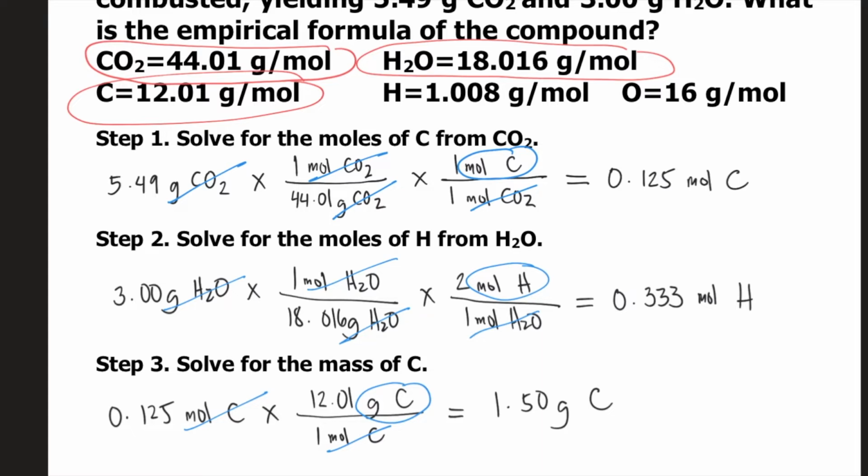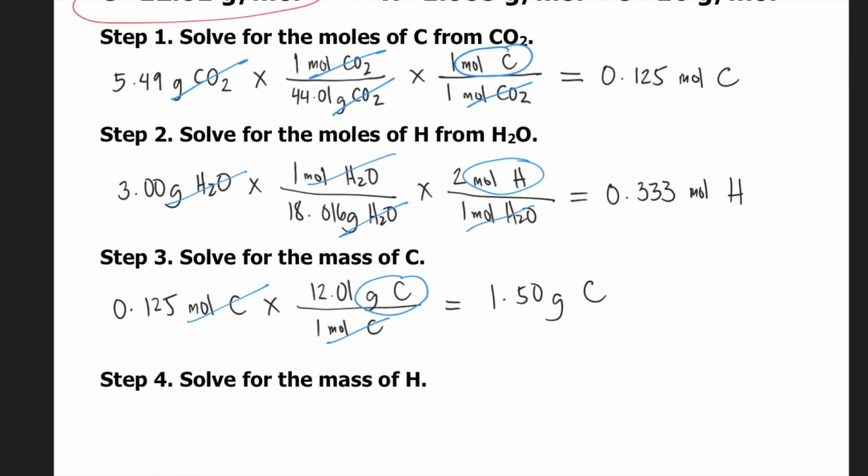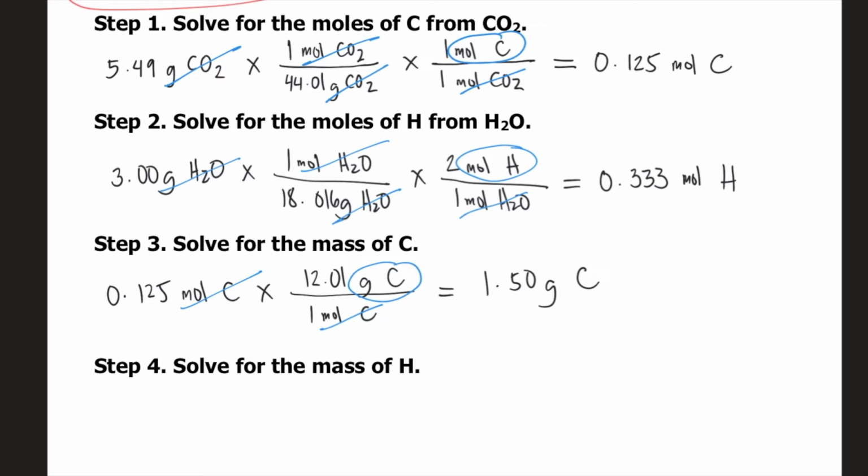Let's move on to step number 4. Solve for the mass of hydrogen. So if you remember in step number 2, we got the moles of hydrogen, which is 0.333 moles.